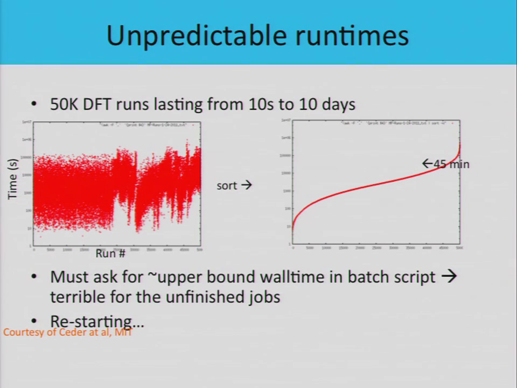So another similar plot tells you the time of the simulation and the run number. And these, again, are statistics for those 50K DFT runs. You can see they're all over the place. And if we sort them, we see that, yes, a lot of them will take around here, but there are those that take a really long time and those that take a short time. So in all these scripts, I have to ask for an upper bound.